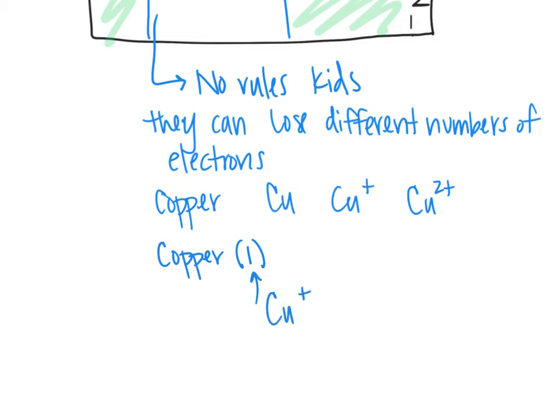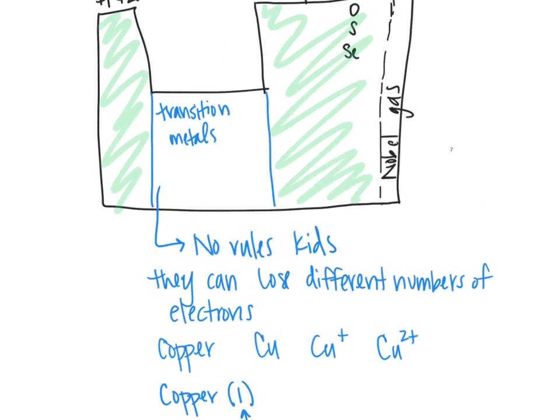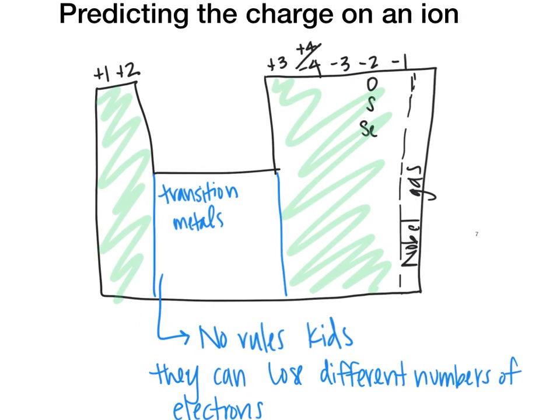Or if you have copper in an ionic compound, we could back calculate that using the other component. We're going to talk about that in just a second. But overall, when we look at the periodic table, you can calculate the ionic state or the charge on any ion based on where it is located in the periodic table.